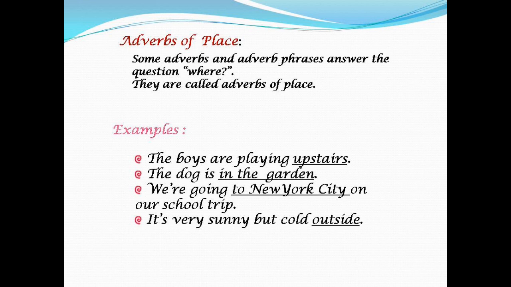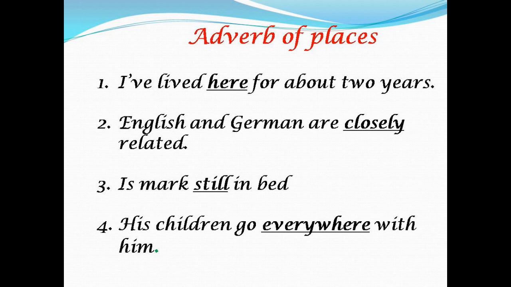It is very sunny but cold outside. So where, we're talking about the coldness now. So it is where. The answer is outside. So outside becomes our adverb of place. Let's look at these sentences. I've lived here for about 2 years. Where have I lived? Here.